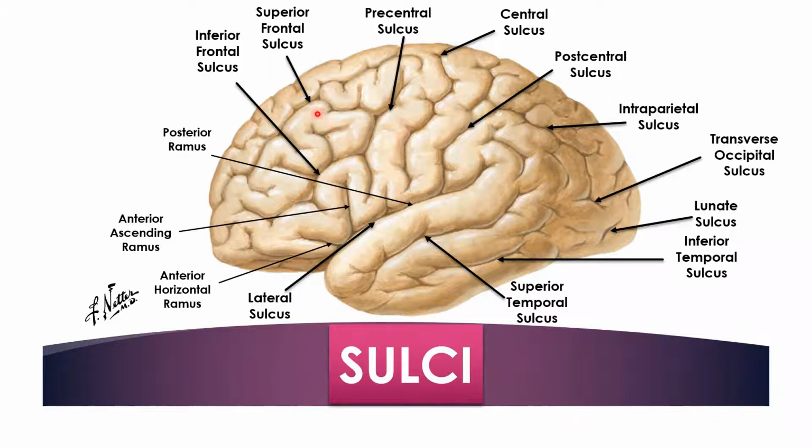Anterior to the precentral sulcus, there will be the superior and inferior frontal sulci. Posterior to the postcentral sulcus, there will be the intraparietal sulcus, which originates from the midpoint of the postcentral sulcus.